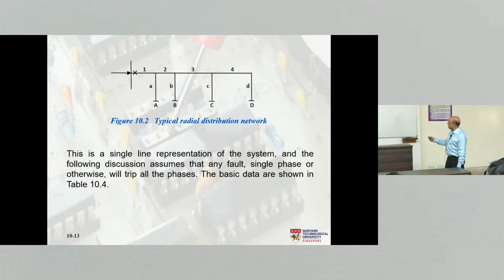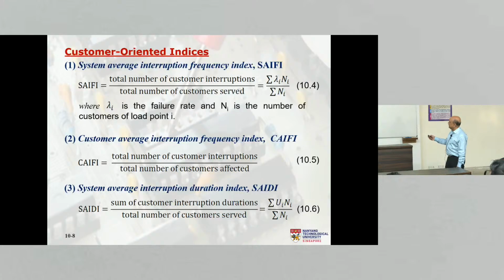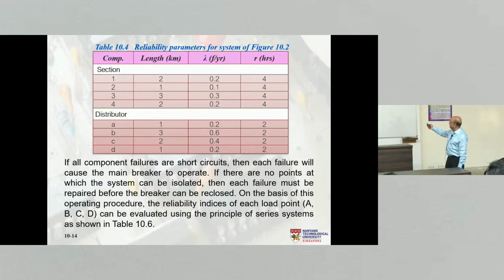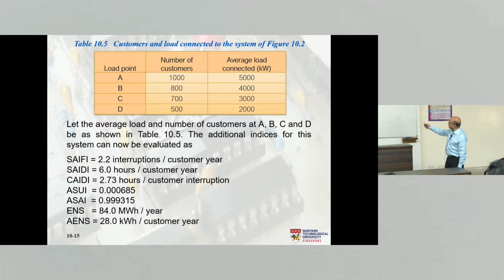Remember the SAIFI equation? You just need to know the equation. So lambda i times N i over summation of N i. So what will you do? Lambda of load point A in this case, multiplied by number of customers at load point A, plus lambda B N B plus lambda C N C plus lambda D N D, divided by total number of customers. And the total number of customers you can get from here. Total number of 700 plus 500. So you can actually calculate these numbers very easily. That's why I did not show those calculations, because they are directly coming from those equations that we highlighted earlier.